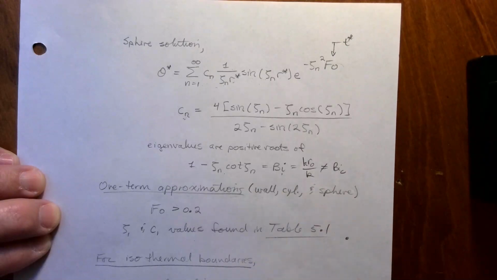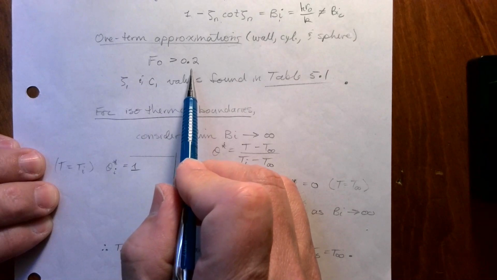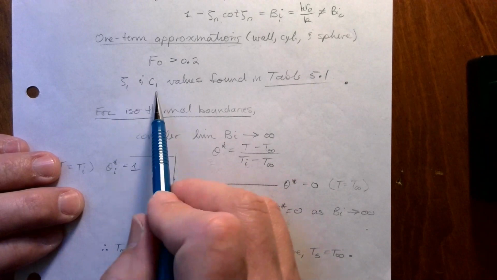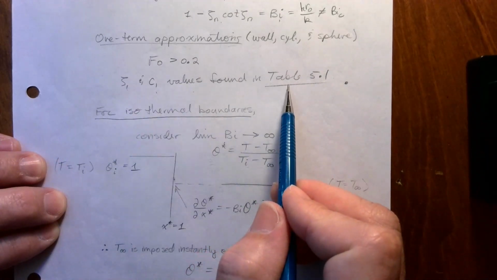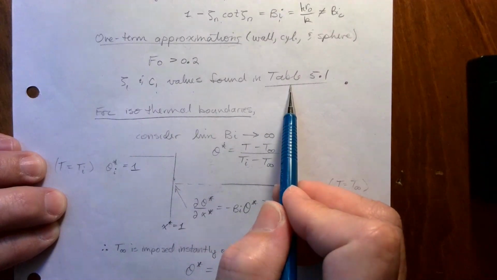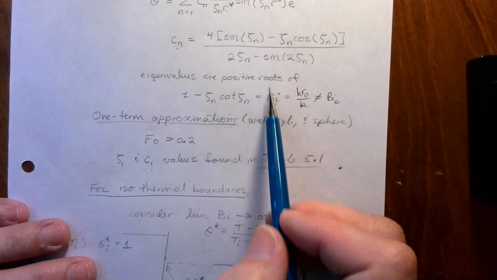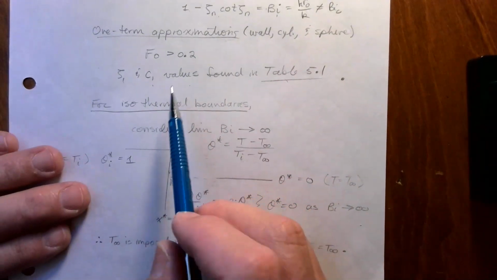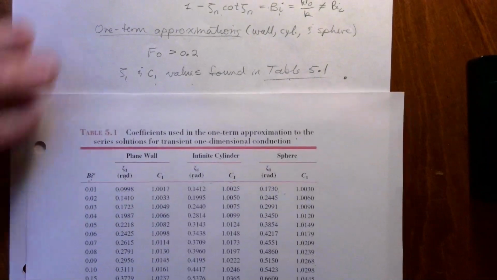Hopefully we're going to use the one-term approximation. If the Biot number is greater than 0.2, we can assume one term is accurate enough, and so you just need a zeta 1 and a C1. These values are already tabulated as a function of the Biot number in table 5.1. So you don't need to actually deal with these expressions and solve them directly. For a one-term approximation, you only need to use table 5.1. So here is table 5.1.